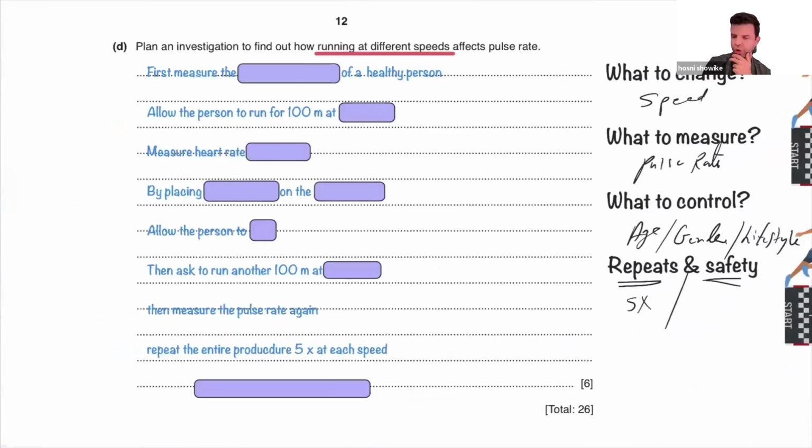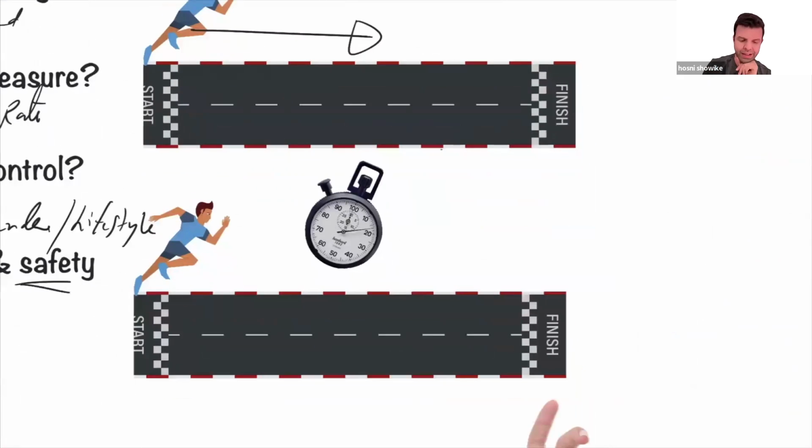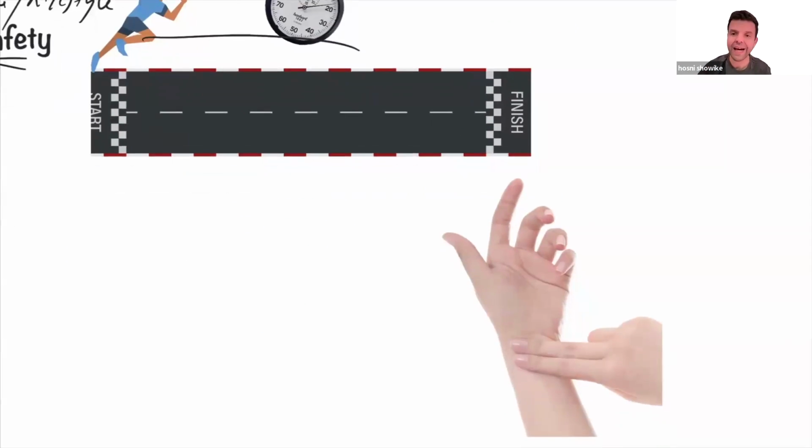So let me show you my plan. I'm going to take the same person and I'm going to make him run at different speeds. So one time I make him jog or walk, and here I make him run. And before I repeat, I'm going to repeat this, as I told you, 5 times. It's very important to measure his resting pulse rate first, because I want to know exactly how much his original pulse rate is, and then I make him run, rest every time, and measure the pulse rate after exercise. So you really need to measure the pulse rate immediately after exercise.